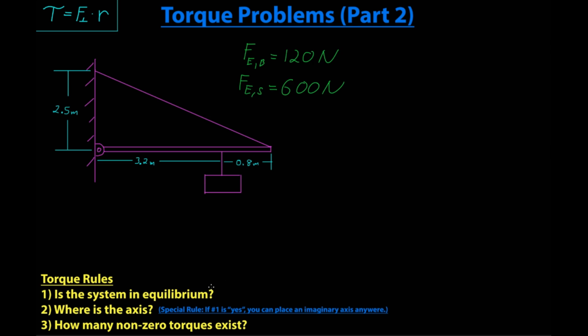Number 1, is the system in equilibrium? Well, the answer is yes. Nothing here is moving. No one hangs a sign in front of their storefront that's going to fall down on people's heads. So this thing is not moving.